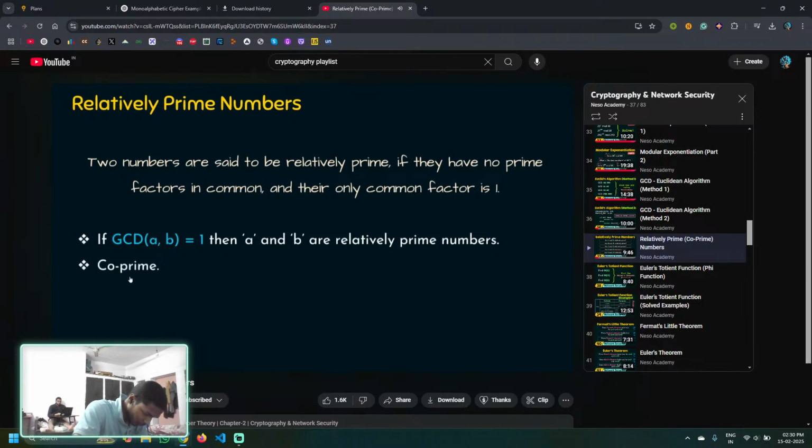Two numbers are said to be relatively prime to each other, or co-prime to each other, if they don't have any common factor except 1. In other words, if the GCD of those two numbers is 1, or the HCF of those two numbers is 1, then these two numbers are said to be relatively prime numbers. Let's see some examples, then you will understand things clearly.